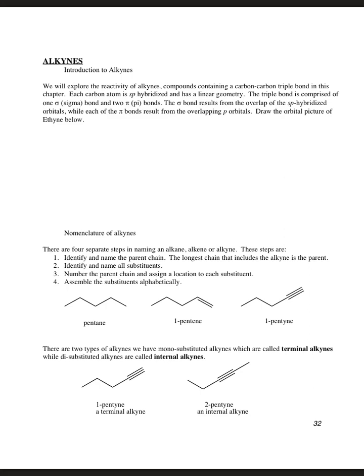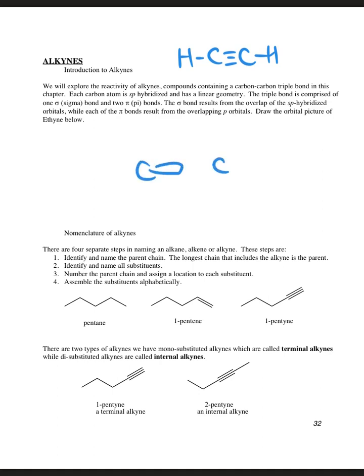Okay, so here we go on alkynes. We know an alkyne looks like a carbon-carbon triple bond. Each of the carbons is sp hybridized, so they each have 2 leftover p orbitals on them.